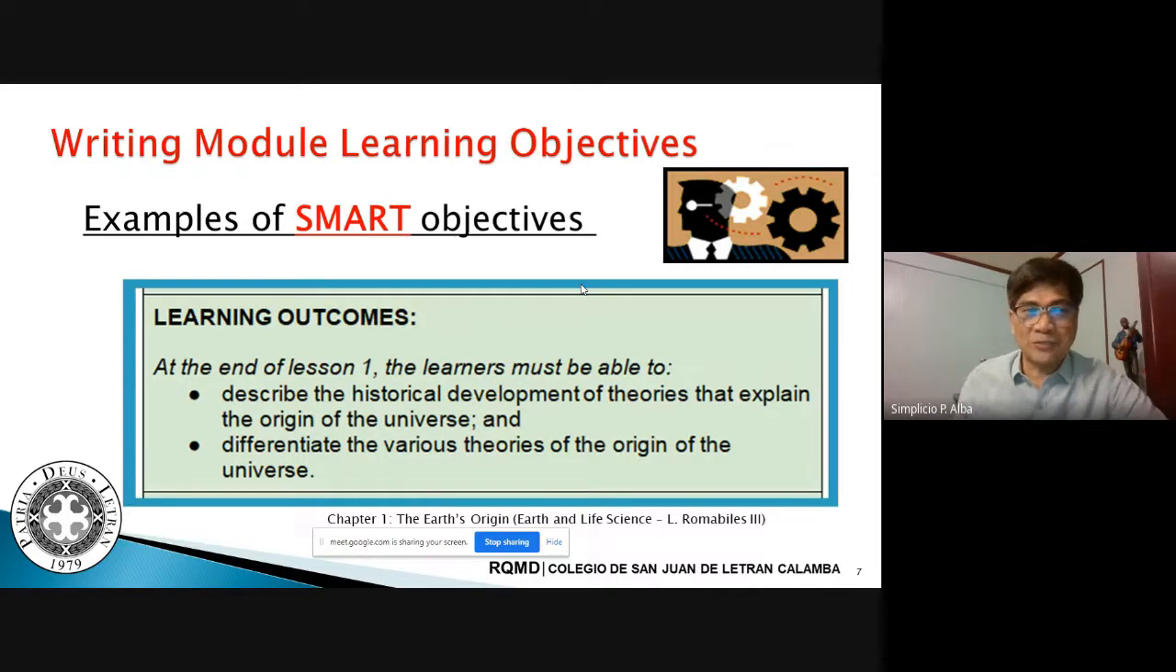Another example here is from Dr. Romaveles' IM entitled Earth and Life Science. So as we can see here, the time base there is at the end of the lesson. The action-oriented, we have there describe and differentiate. The historical development of theories that explain the origin of the universe and the various theories of the origin of the universe make the objectives specific, measurable, and realistic.